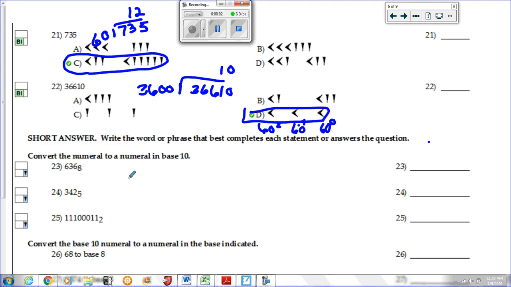Okay, so now this is the second half of the chapter. This is the one that I made the videos for. So it's changing from different bases to base 10. So we're changing from base 8 to base 10.